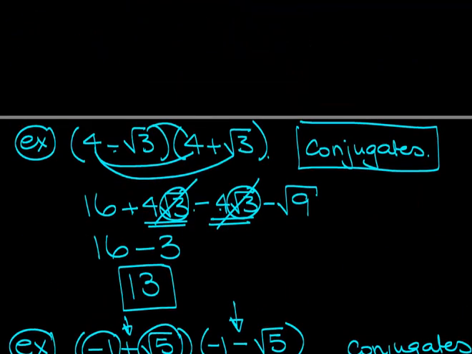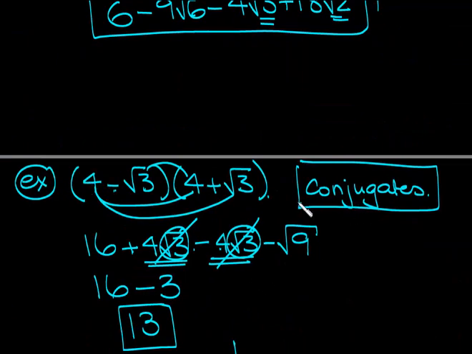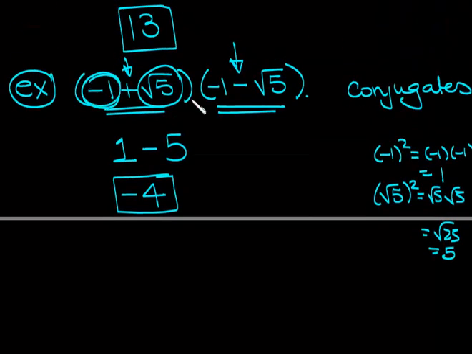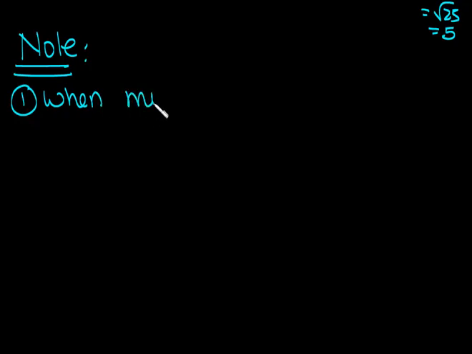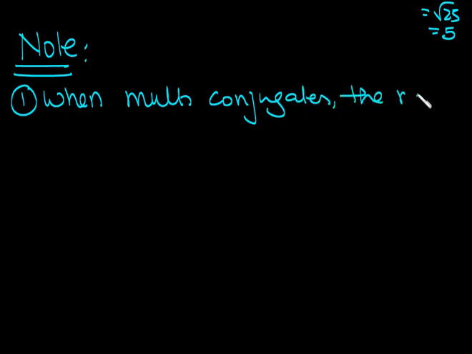You don't have to go through this whole process of distributing if you're multiplying conjugates. All you have to do is square the first quantity, then square the second quantity, and put a minus in the middle. That's all you have to do. Now before I go any further, let me point out one note. Okay, two notes. One, when multiplying conjugates, the radical disappears.